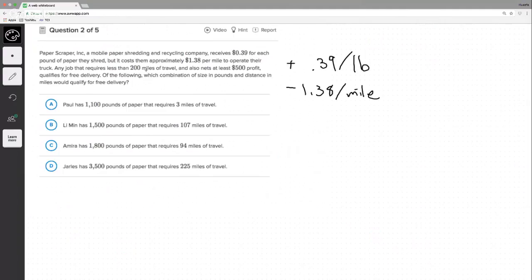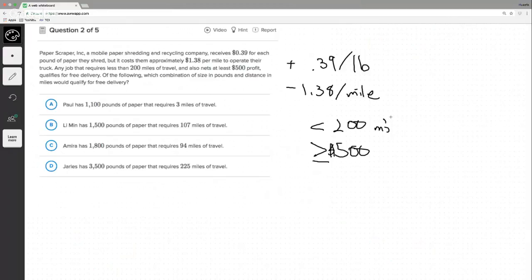Any job that requires less than 200 miles of travel and also nets at least $500 of profit qualifies for free delivery. I'm just putting everything down: less than 200 miles, but makes at least 500, greater than or equal to. Of the following, which combination of size in pounds and distance in miles would qualify for free delivery? This is a calculated question. I don't have my calculator, so I'm just going to do it without it.